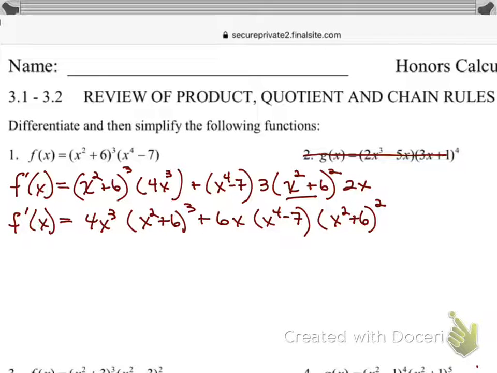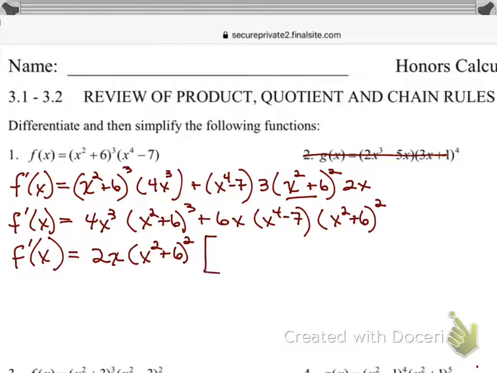Okay, so now we're going to do greatest common factor factoring. You have to take it down like this, because our goal is to get it to factored form, or as close as possible to factored form. Looking at the 4 and the 6, I have a 2 in common. Looking at the x cubed and the x, I have an x in common. Then looking at the x squared plus 6, I have one of those squared in common. So I pull that out.